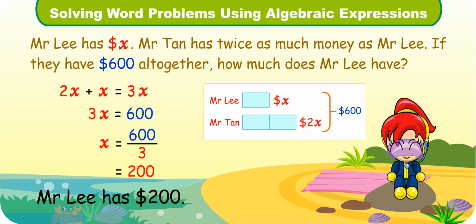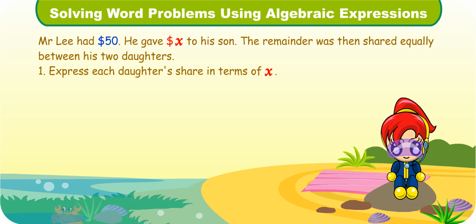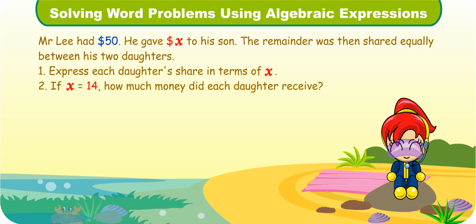Let's try one more question. Mr. Lee has $50. He gave x dollars to his son. The remainder was then shared equally between his 2 daughters. Number 1, express each daughter's share in terms of x. Number 2, if x is equal to 14, how much money did each daughter receive, Turbo Girl?